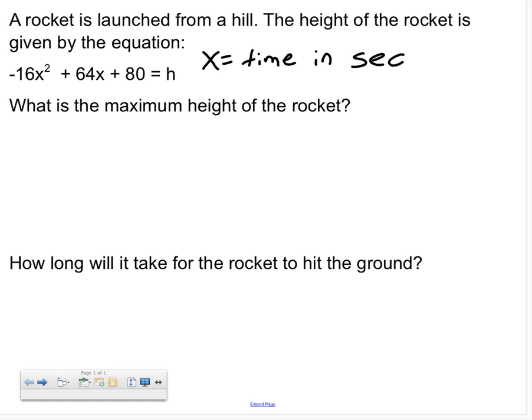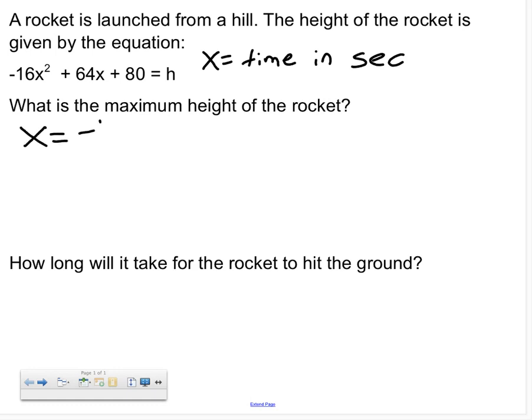So the first question is asking me, what is the maximum height of the rocket? Well, maximum means vertex. Anytime you hear the word maximum, minimum, lowest, highest, anything of that sort, that's your clue to find the vertex. So I'm going to go to this problem here, and the way I find the vertex is I find it in 2 parts, the x-coordinate and the y-coordinate. Now remember, my x-coordinate is going to give me the time, and my y-coordinate is going to give me the actual height. So when I find my x-coordinate here, that's not going to mean that I'm done. That's going to give me how long it takes to reach my maximum height, not how far my maximum height actually is.